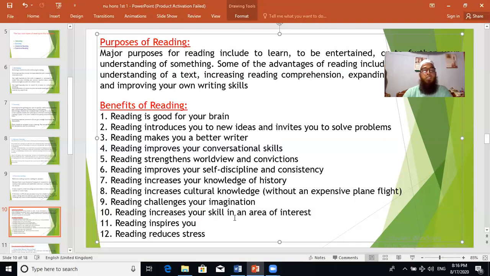Reading increases your skill in an area of interest. Reading inspires you. Reading reduces your stress. That is last but not least. It's very important, you see. If you want to remove your stress, in our everyday life sometimes we become under mental stress. So if we want to remove our stress, we should have the reading habit. We can sit with books for reading. So reading also helps us to remove our mental stress.